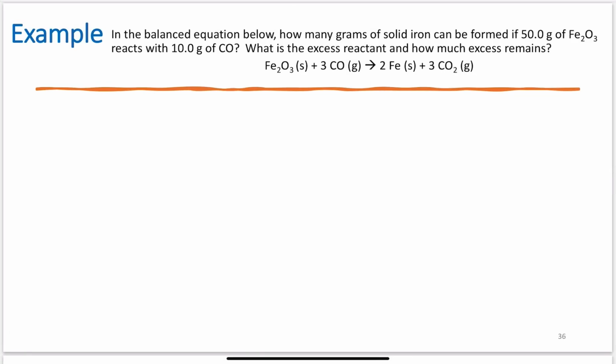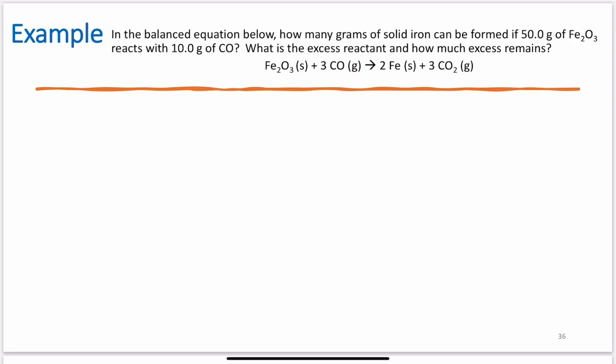Going to go ahead and keep expanding on what we've learned with stoichiometry, theoretical yield, limiting reactant, excess reactant, percent yield, all of those things in these examples. First up, in the balanced equation below, how many grams of solid iron can be formed if 50 grams of Fe2O3, iron 3 oxide, reacts with 10 grams of CO, carbon monoxide? What is the excess reactant and how much excess remains?